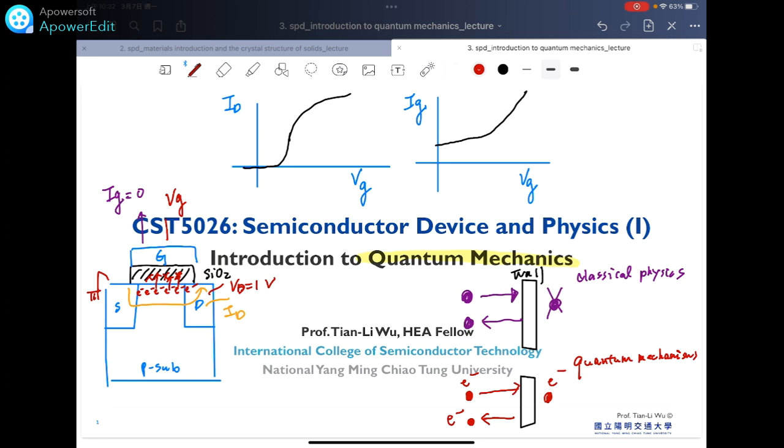Because carriers can reach the other side, your gate current will actually be larger than zero. And when your gate bias is larger, that means you speed up your carriers, so more carriers will be able to transport through the wall and reach the other side. But based on classical physics, this would be equal to zero because the ball cannot cross the wall. And to be precise, the wall we are discussing here is actually what we call the barrier.